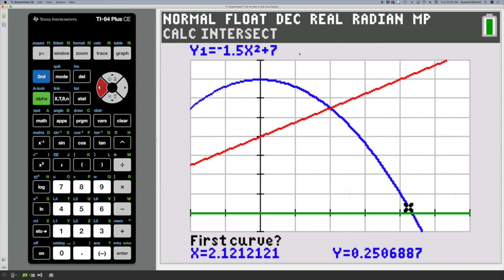This is nice. When these were black and white, this was hard. The blue one, yeah, I want the blue one, right? I want to find the intersection of the blue and the green. That's why it's nice to have different colors for each one too. Okay, so we're going to press enter.